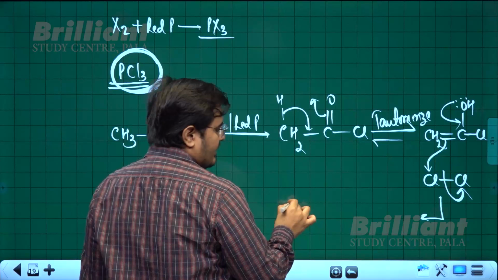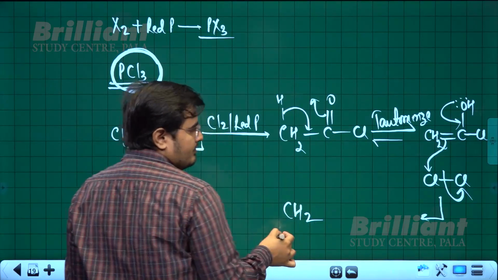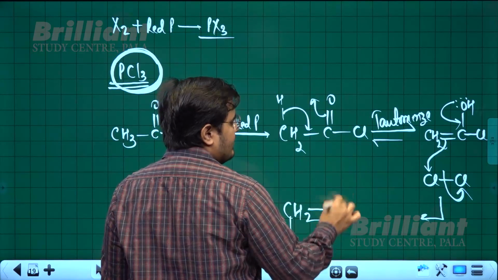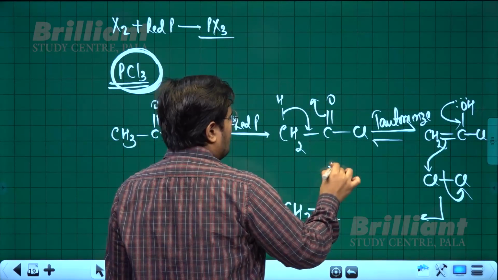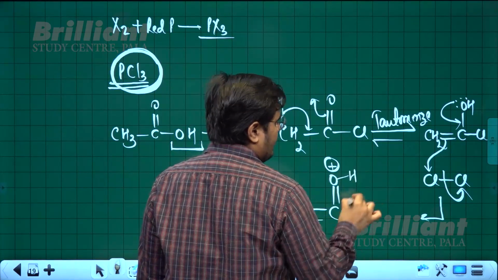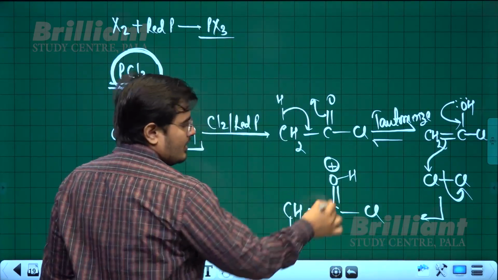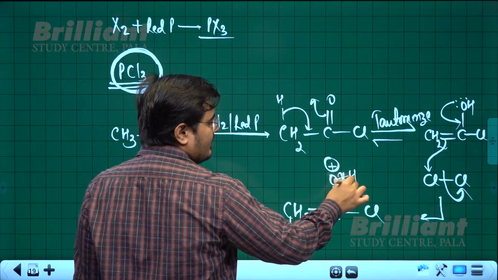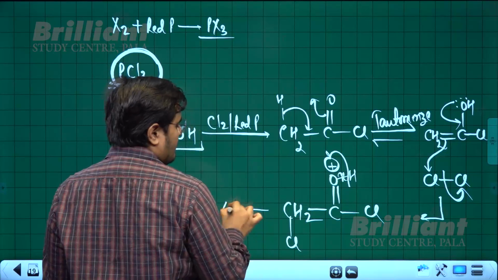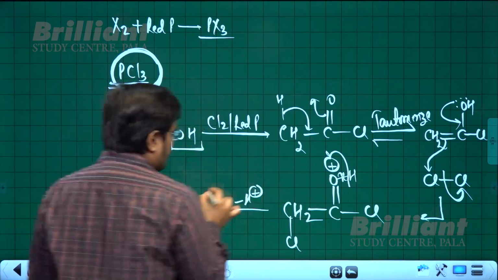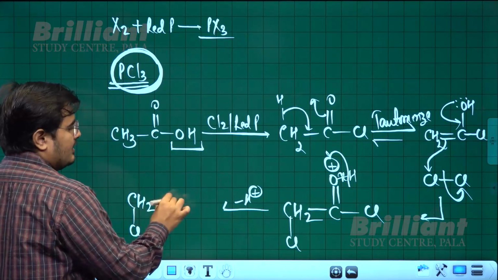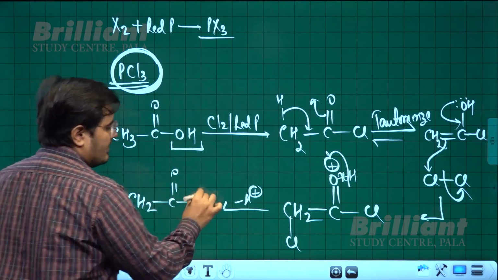So what you can say here is CH2Cl C double bond O positive H Cl. You can remove this hydrogen as H positive to give you the neutral product, which will be CH2Cl C double bond O Cl.